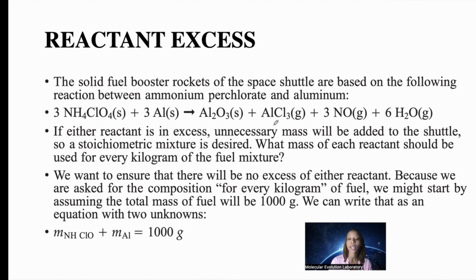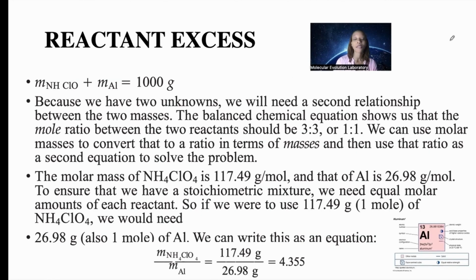We want to ensure that there will be no excess of either reactant because we are asked for the composition of every kilogram. We might start by assuming that the total mass of fuel will be 1,000 grams. So we can write it as this: the mass of ammonium perchlorate plus the mass of aluminum is equal to 1,000 grams. Because we have two unknowns, we will need a second relationship between the two masses.